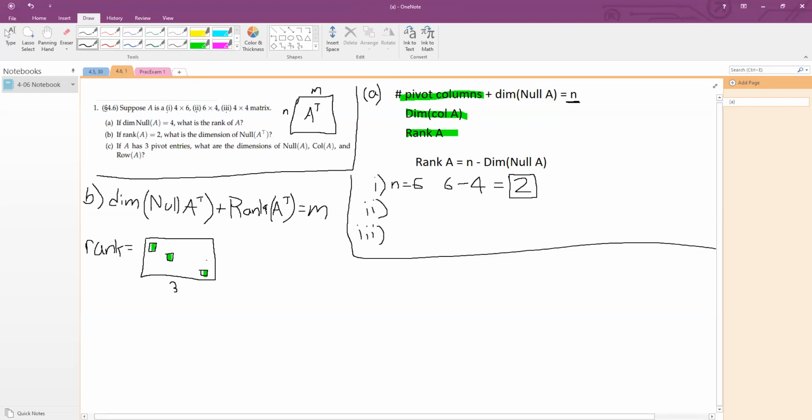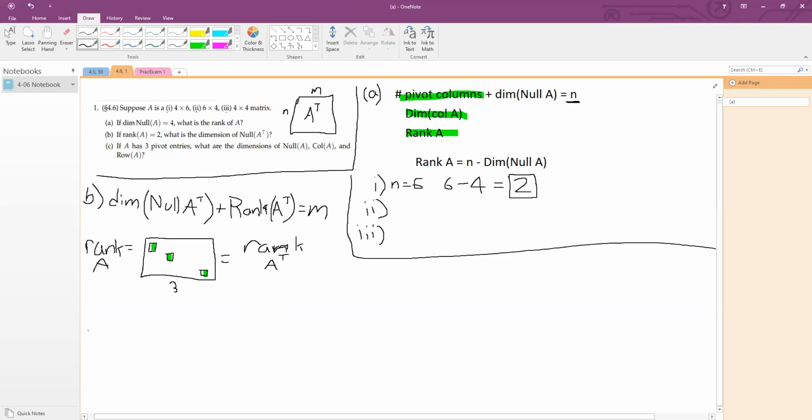And so we can actually say that the rank is both equal to the number of pivot columns, the number of pivot rows, and also equal to the number of pivot columns and rows in A transpose, because that's just rotating it, right? You are switching rows and columns. So the number is still going to stay the same. So the rank of A is still going to be equal to the rank of A transpose. And that is the kind of crucial thing in this problem.